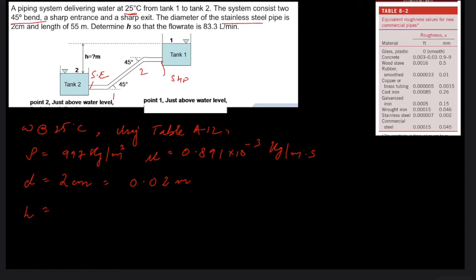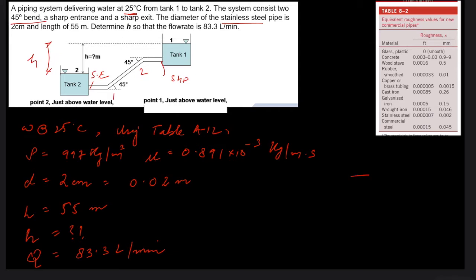The length of this piping system is 55 meters. They are asking us to determine this height h, which is unknown, if the flow rate Q is 83.3 liters per minute. So this is the given data.